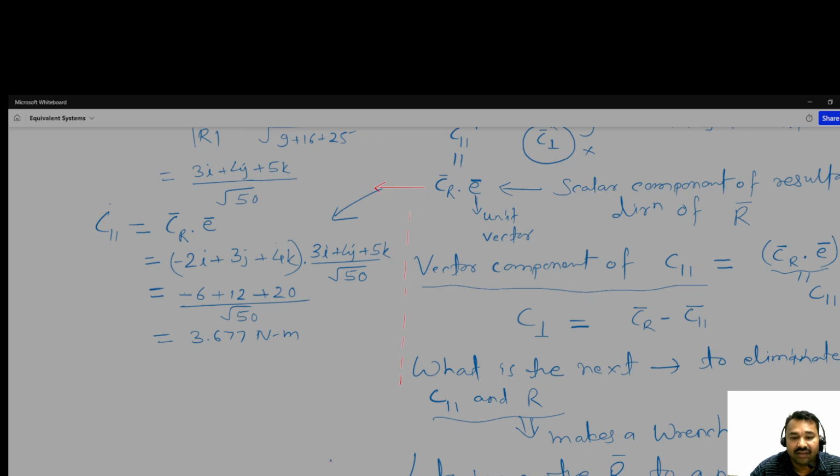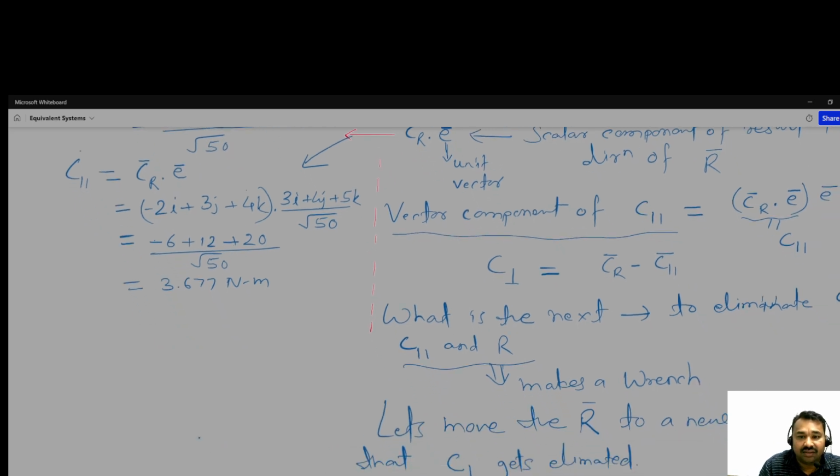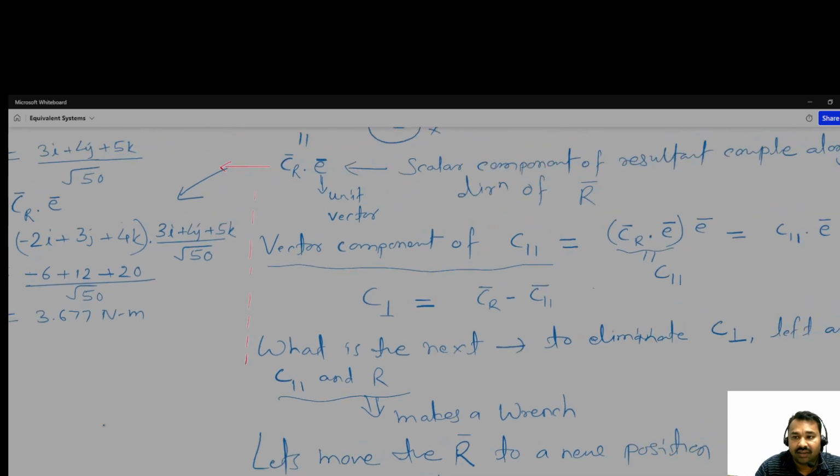What about the vector? It is given here. You can see it in the vector form. From here we can take this one.